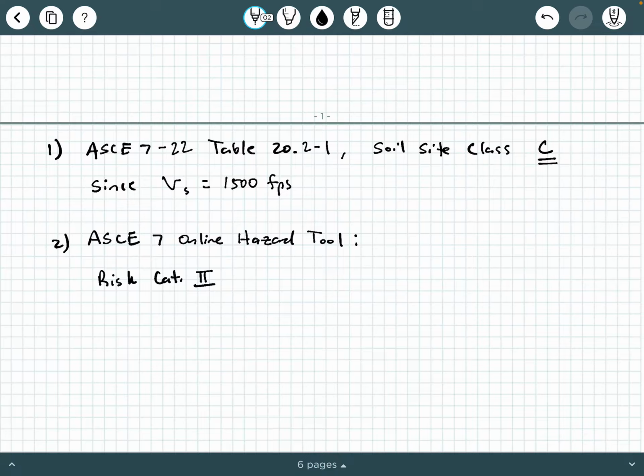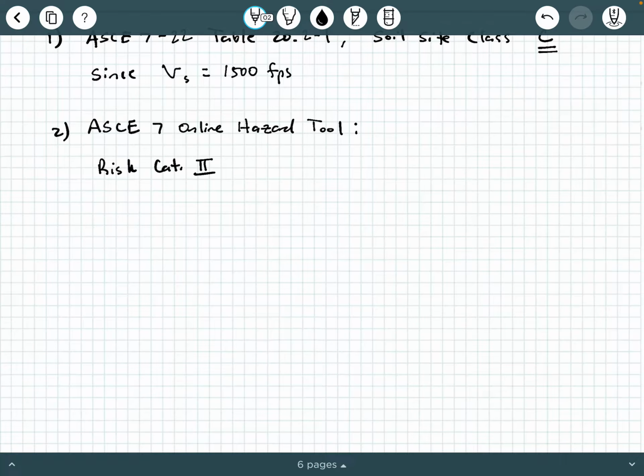And then in the ASCE 7 online hazard tool, I'm going to select soil site class C. I'm going to select the seismic load type, and then I'm going to go to view results. If you click the full report option, it'll download a PDF for you. If you click on the details version, that will give you just an online view of your response spectrum. So I'm just going to sketch real quickly so we can visualize what's going on.